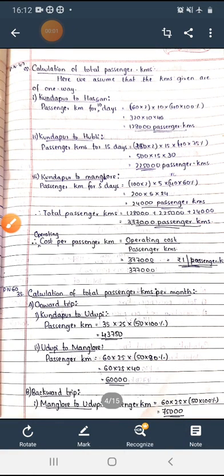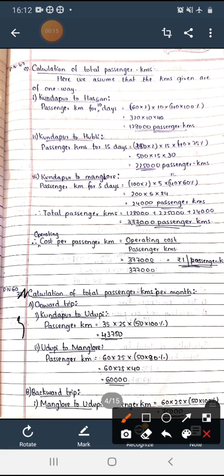Hello students, we'll see some other problems under operating costing. See page number 60 and question number 37. Just make the correction under page number 60 and question number 37.